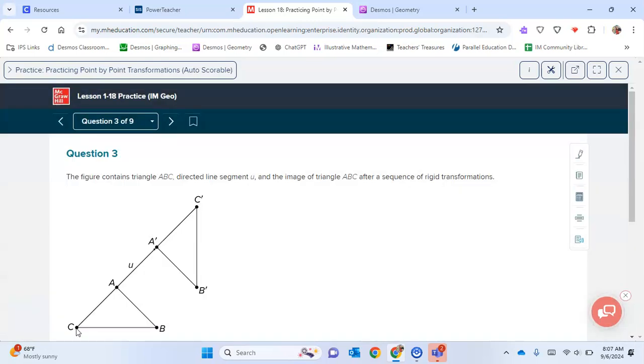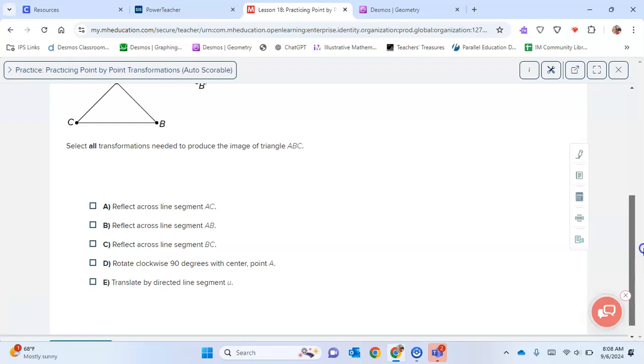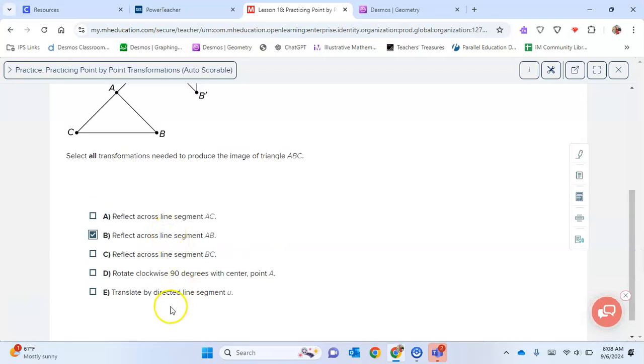Question 3. This figure contains triangle ABC, directed line segment U, and the image of triangle ABC after a sequence of rigid transformations. Select all transformations needed to produce the image of triangle ABC. Well, we would have to reflect over line segment AB, and then translate, move down line segment U. Reflect across line segment AB, translate by directed line segment U.